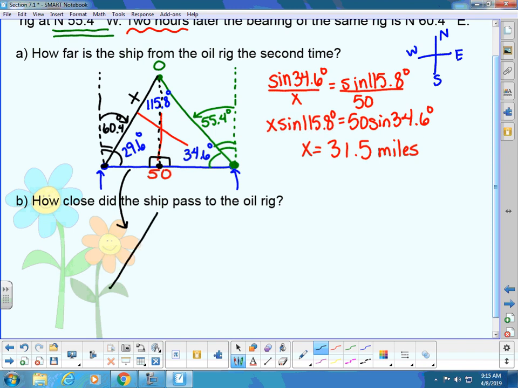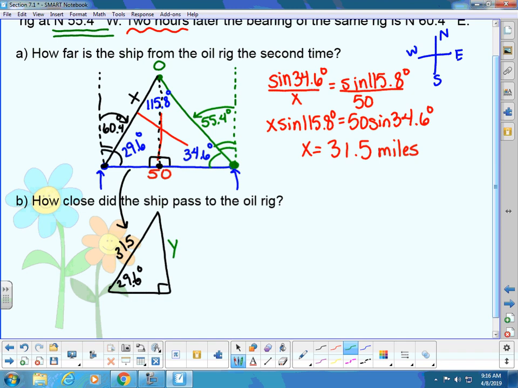So I'm just going to redraw the left side of this triangle. Here's my right angle. I know for sure x was 31.5. I know the bottom angle was 29.6. And we don't know how that 50 was split, so I can't label the bottom. And we also don't know how the 115.8 was split, so I can't label that top angle. We are solving for how close the ship got to the rig, so I'm going to call that y, the altitude of the original triangle.